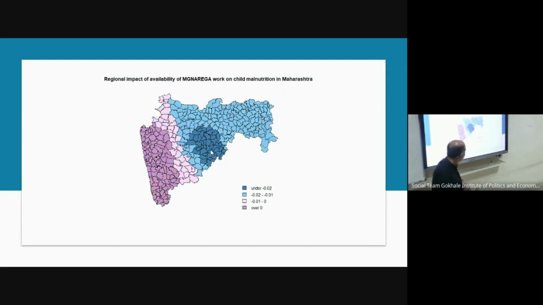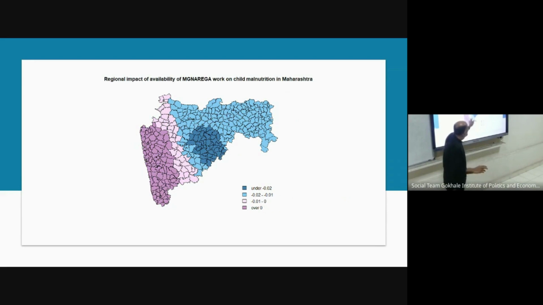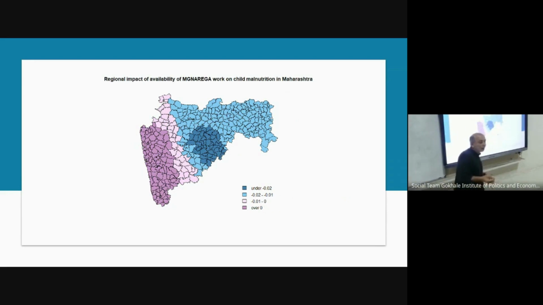NREGA everywhere reduces malnutrition except here. These are small coefficients, so don't go by this 0, because my NREGA days are man-days, actual man-days. This should actually be multiplied by 100 to give me the coefficients. But everywhere, access to NREGA generally reduces malnutrition, and that's well established. Right? MGNREGA has a lot of spillovers: having more children in school, better nutrition outcomes, and so on and so forth. And this definitely is important.